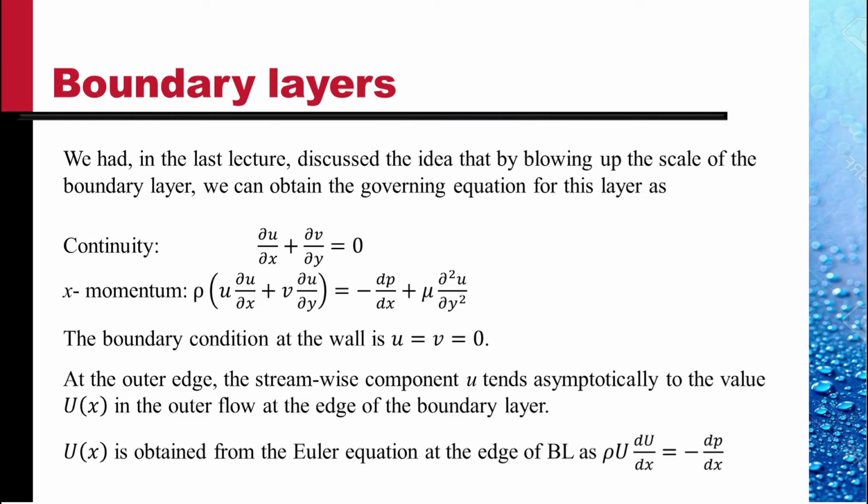The boundary conditions at the wall would be no slip, that is u is equal to v is equal to 0, and at the outer edge the streamwise component u tends asymptotically to a value capital Ux, that is the velocity of the outer flow at the edge of the boundary layer. Capital Ux is obtained from the Euler equation at the edge of the boundary layer as rho u dU by dx is equal to minus dp by dx.